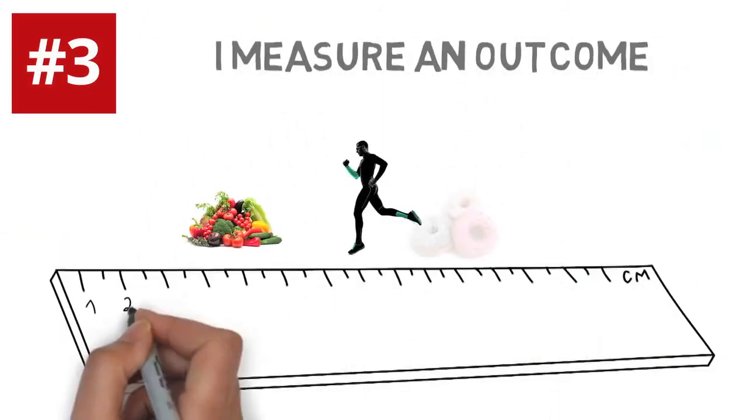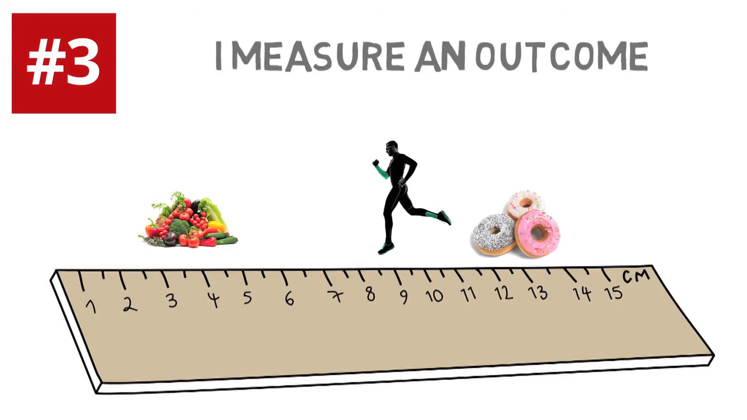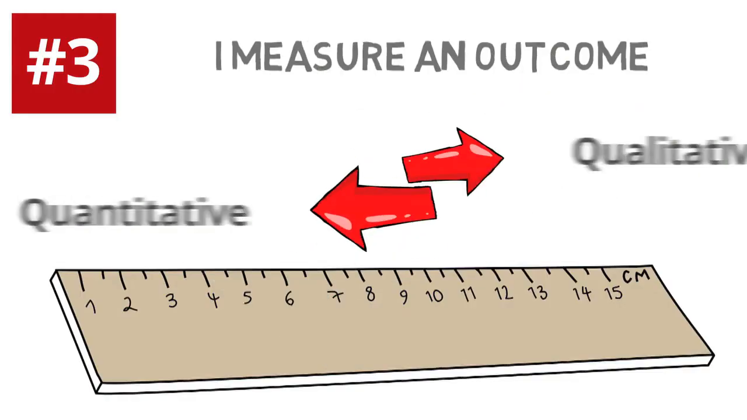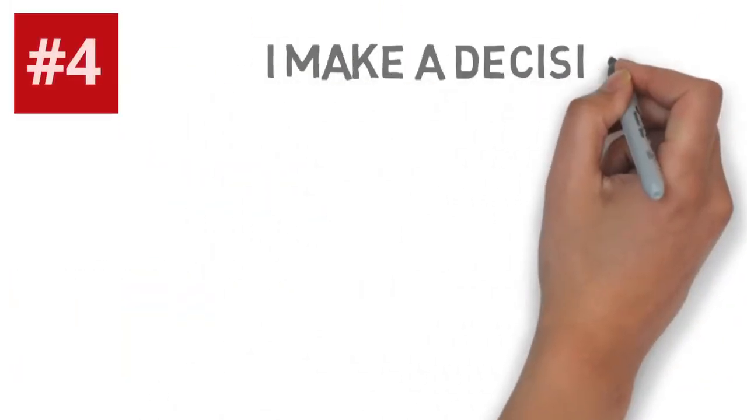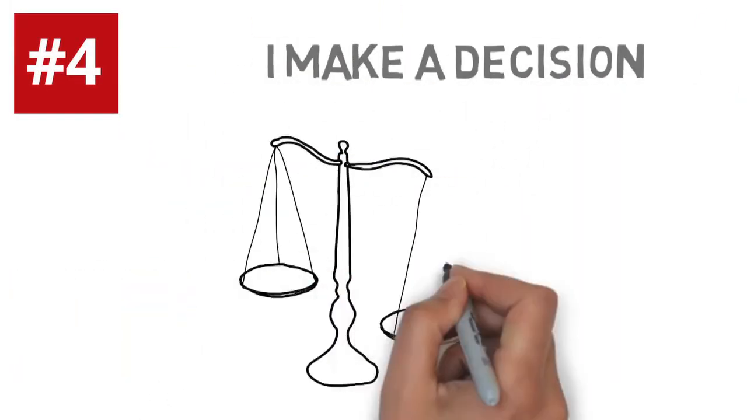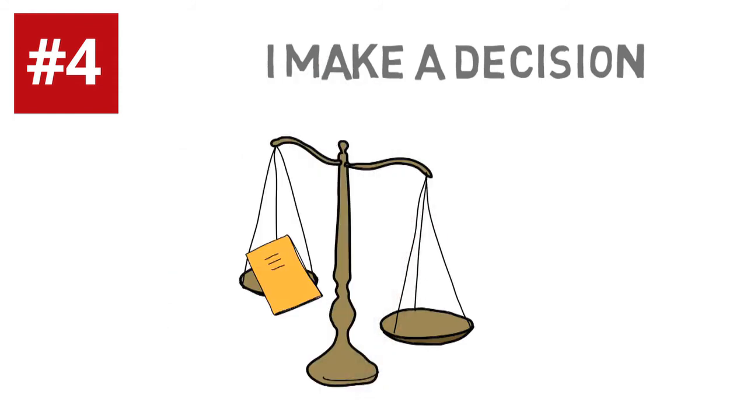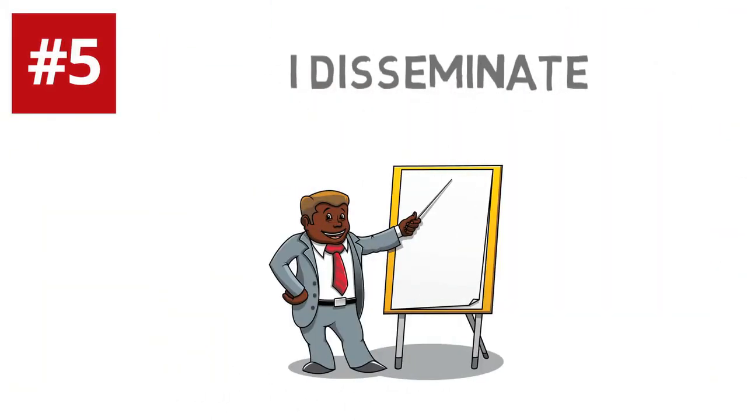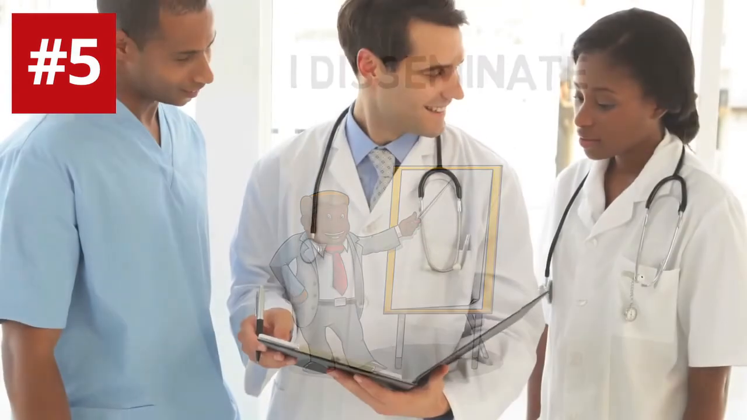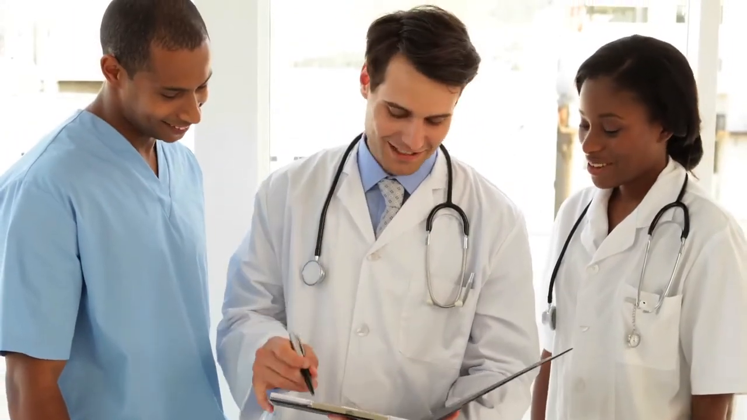Step 3 is I measure an outcome. Once we understand the variables related to our question, we can consider a range of outcome measures, both quantitative and qualitative. Next is I make a decision. After analyzing specific measurable outcomes, we'll be able to more precisely interpret results and weigh the clinical implications of those results. Finally, I disseminate. In sharing recommendations based on a tested idea, we pass along to our colleagues the strongest possible empirical evidence.